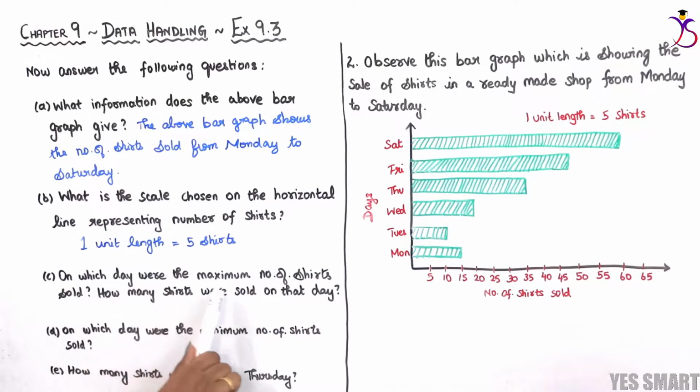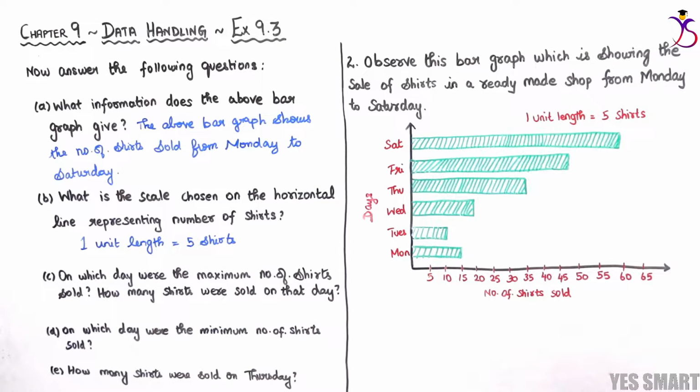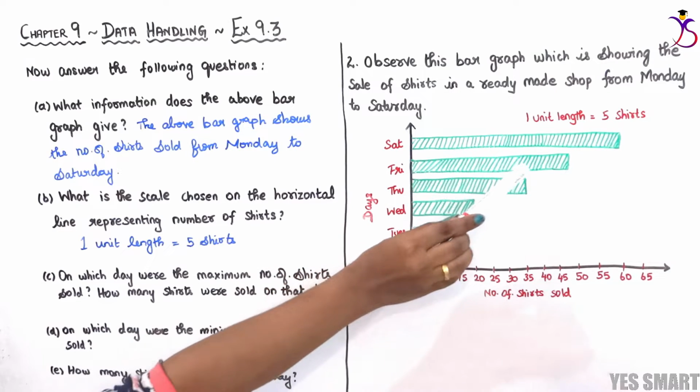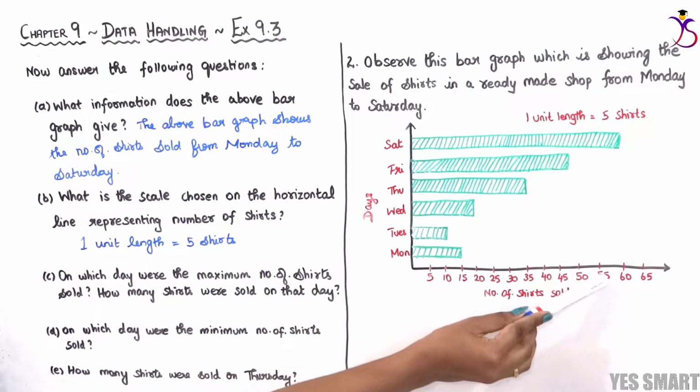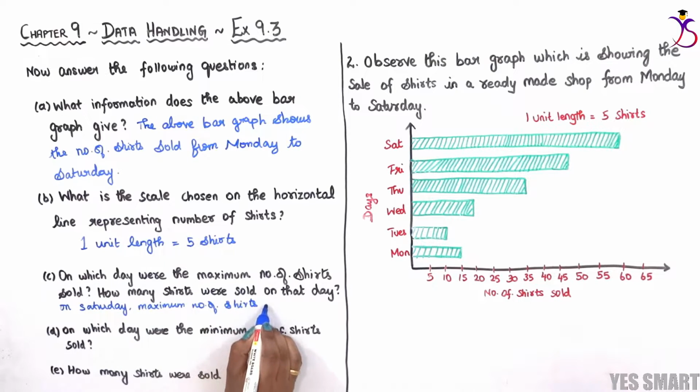On which day were the maximum number of shirts sold? How many shirts were sold on that day? On observing the graph, the highest green bar is on Saturday. So on Saturday the maximum number of shirts were sold. In order to know the count, we should check the horizontal line as well. The bar length is longer only on Saturday compared to the other days.